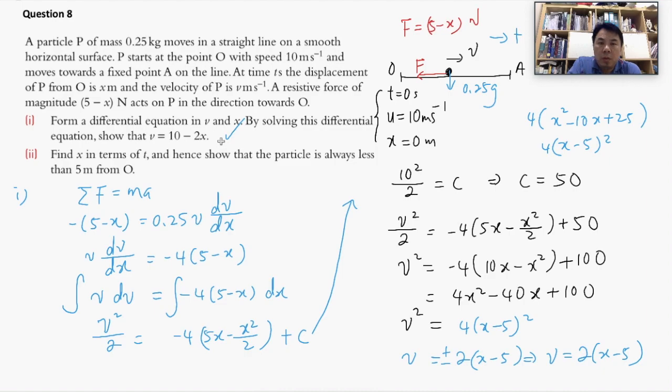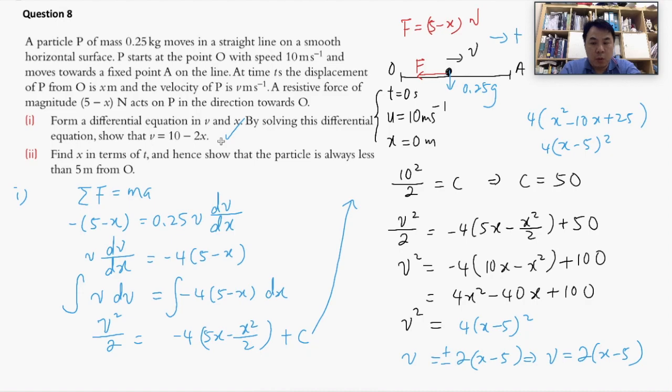Resistive force of negative. So that is negative. Definitely correct. Straight line of motion. Speed of 10. Speed of 10. Phi x plus v here.